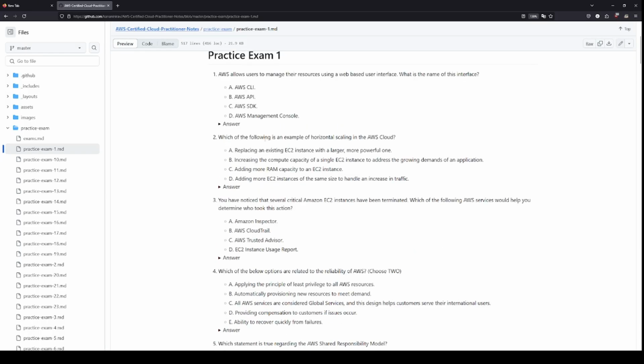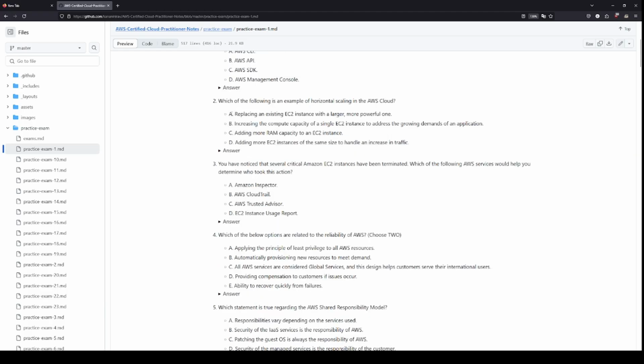Number 2. Which of the following is an example of horizontal scaling in the AWS cloud? So the focus here is this word horizontal. So it's going left to right, not up or down. So let's look at A. Replacing an existing EC2 instance with a larger, more powerful one. So we know immediately this one is not correct because this is vertical scaling. The EC2 instance is going up, right?